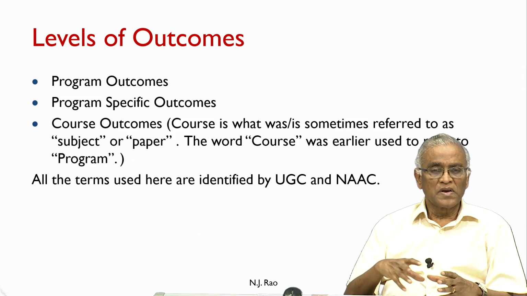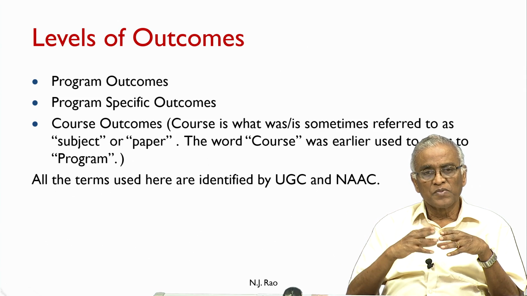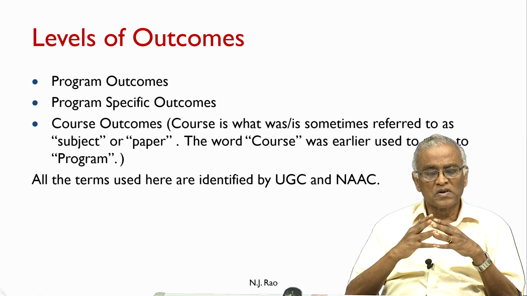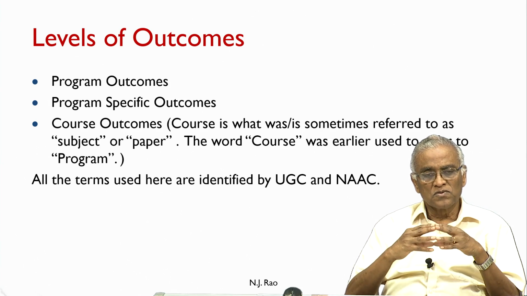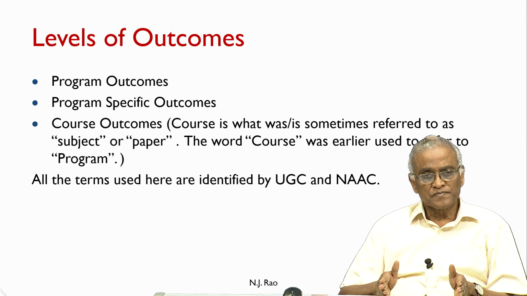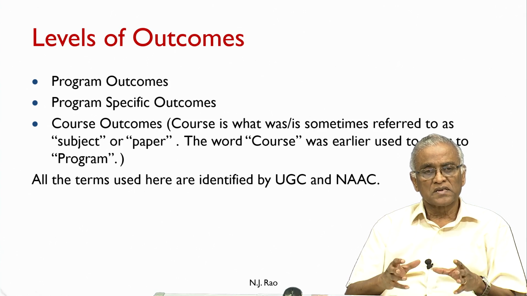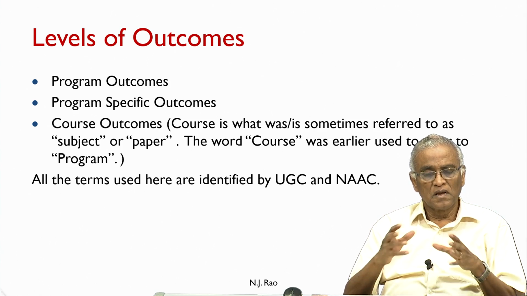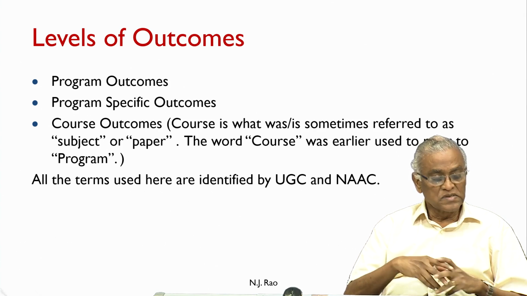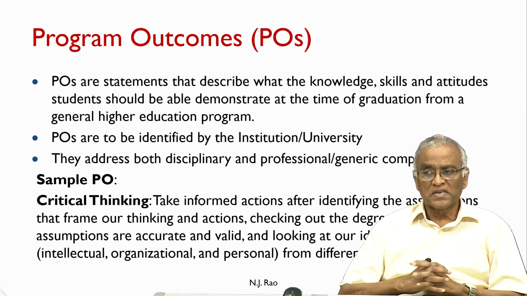Then every program has several courses. Once again, the course here earlier was being referred to as a subject or paper. They were loose words, but the word to be used is course. That means a program has several courses, and each course should have a set of defined outcomes. And these words are as defined by UGC and NAAC. Now, let us quickly go through these three types of outcomes.